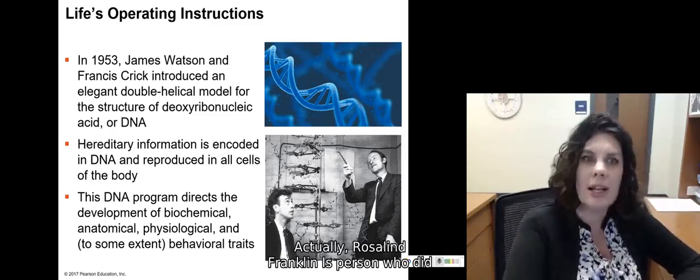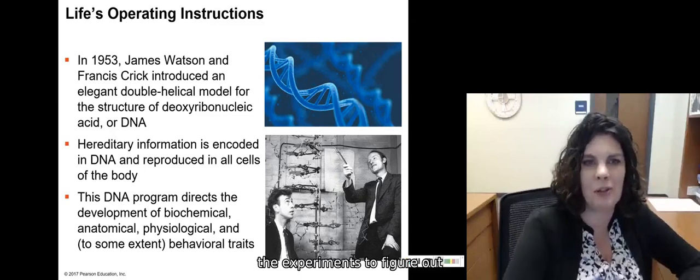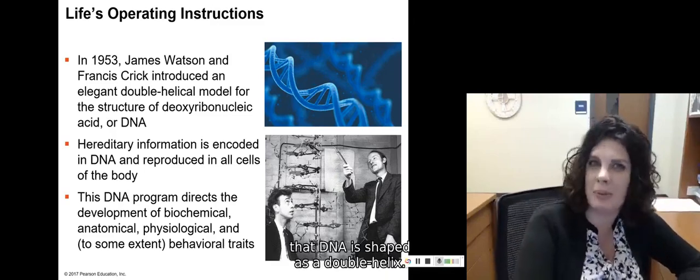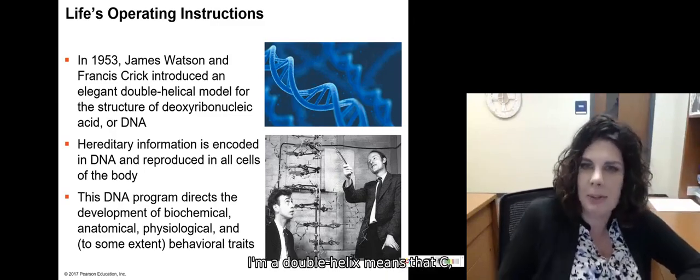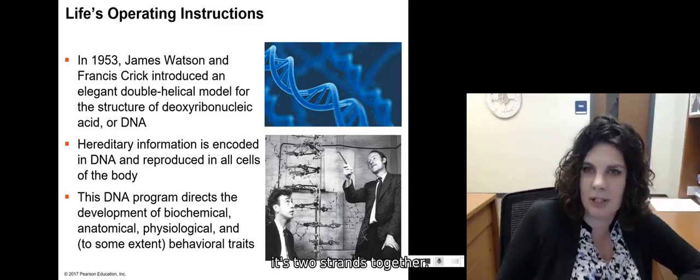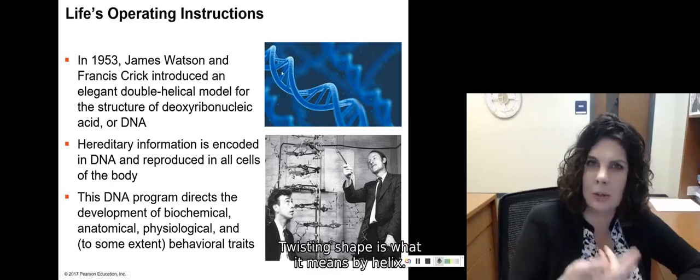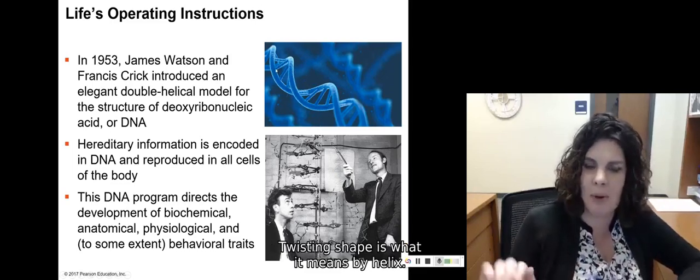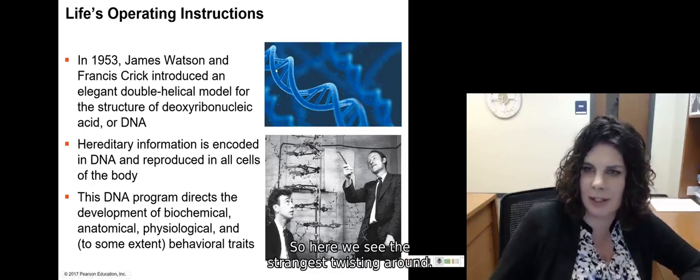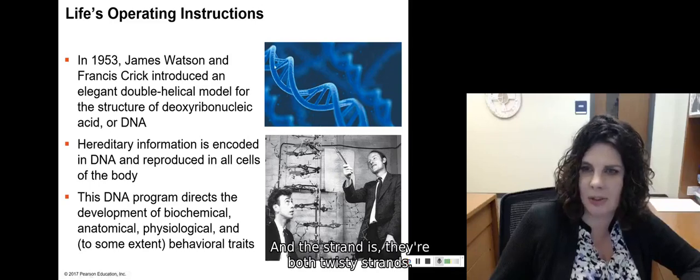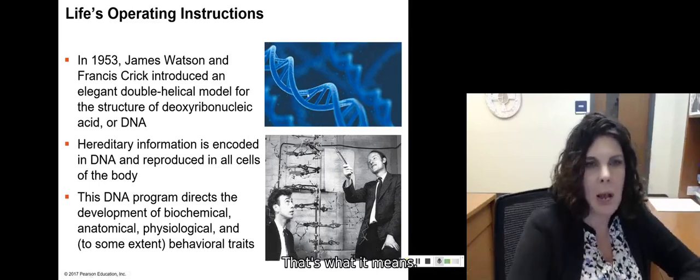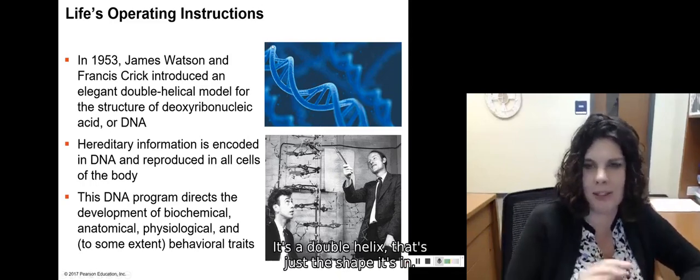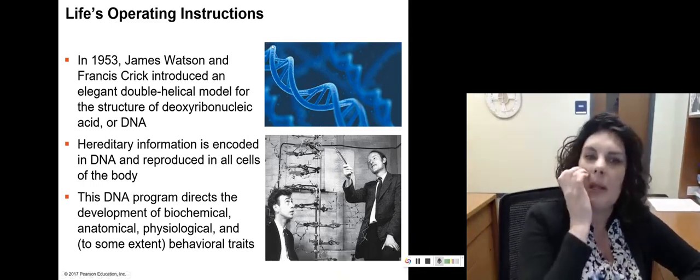Actually, Rosalind Franklin is the person who did the experiments to figure out that DNA is shaped as a double helix. A double helix means that it's two strands together, so that's the double part, and helix means it's twisting. That twisting shape is what is meant by helix. So here, this strand is twisting around, and this strand is twisting, so they're both twisty strands. So that's what it means, it's a double helix. That's just the shape it's in.